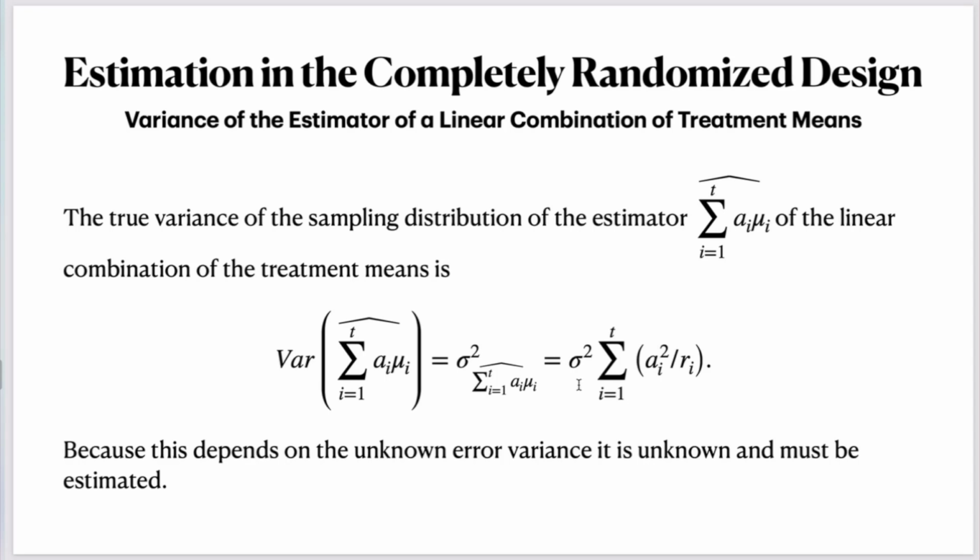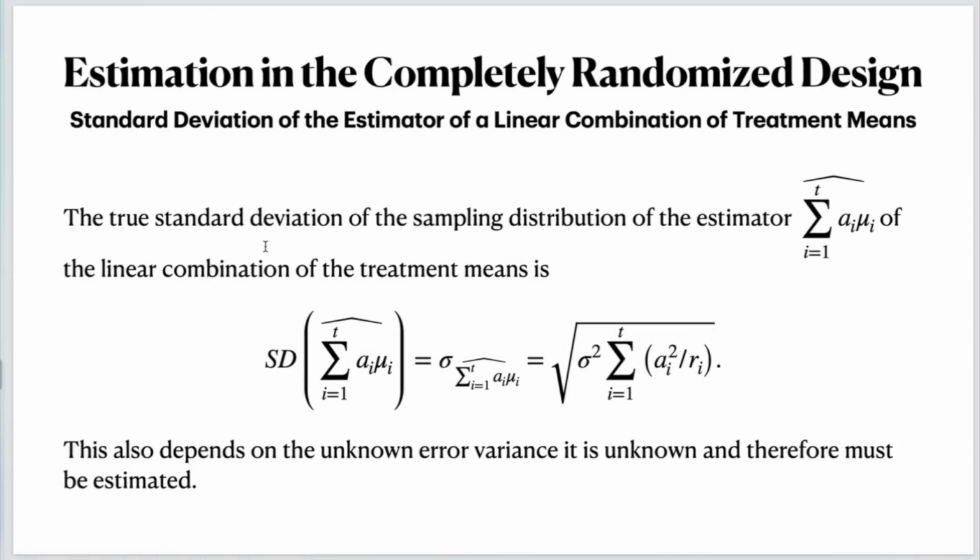The actual expression for the variance is the variance of the model error terms, sigma squared, times the sum of a sub i squared over r sub i. So this is the true variance of this estimate of the linear combination. But because it depends on the unknown error variance, this variance is unknown and therefore must be estimated.